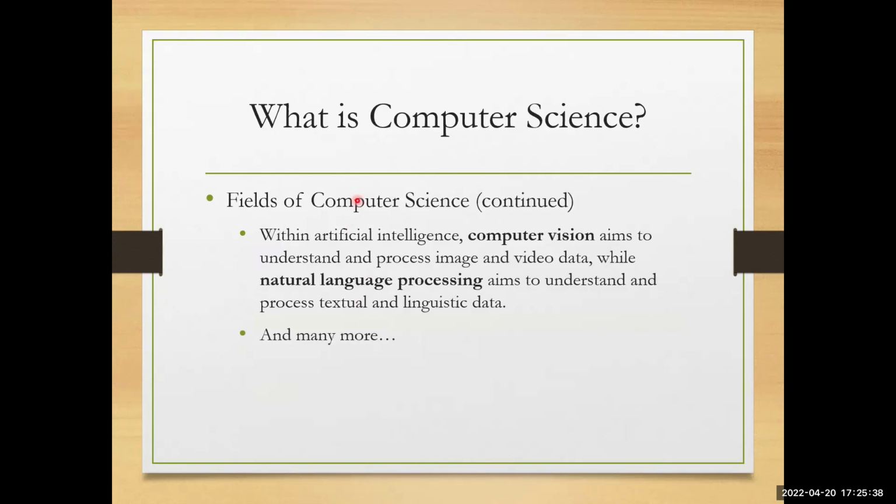Within the artificial intelligence field, the computer vision field aims to understand and process image and video data, while natural language processing aims to understand and process textual and linguistic data. Computer vision and language processing are both subfields within the artificial intelligence field. Of course, there are many more fields within computer science. So this is really a very broad discipline.